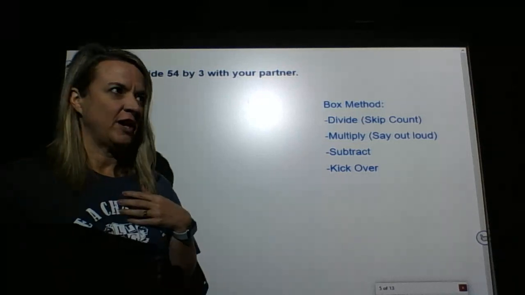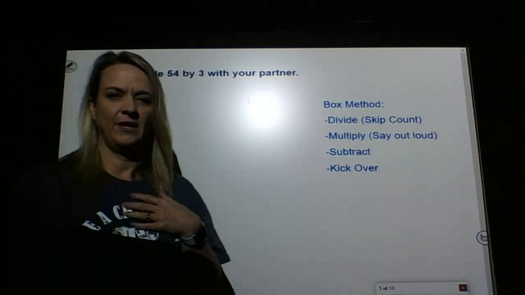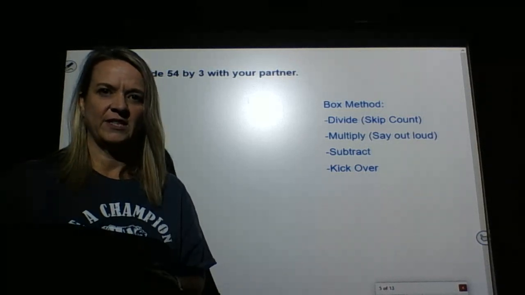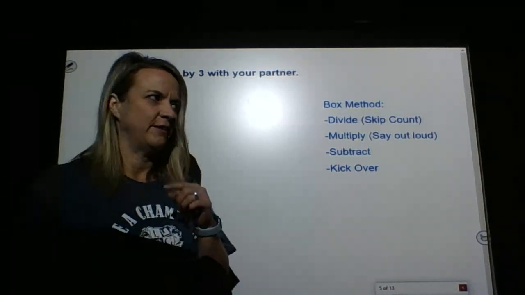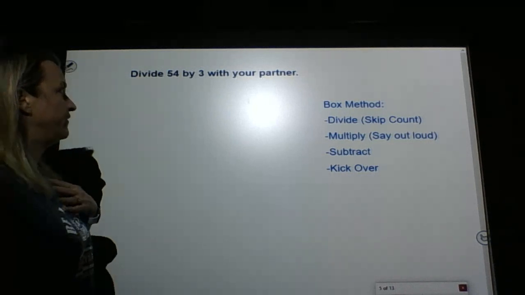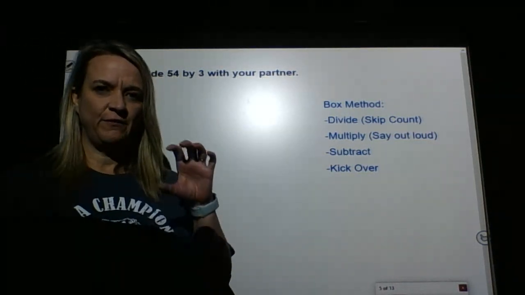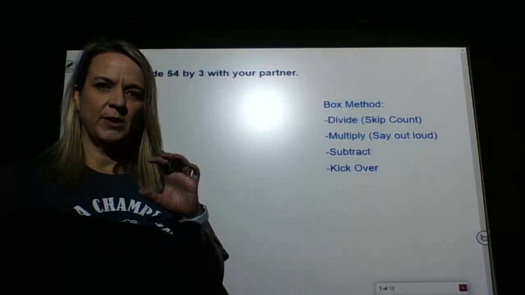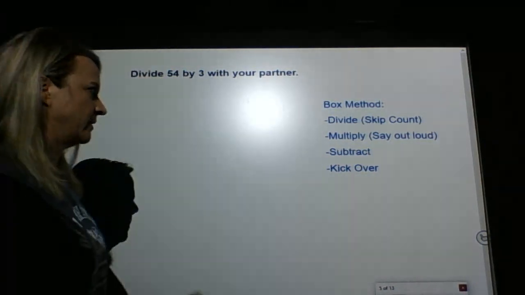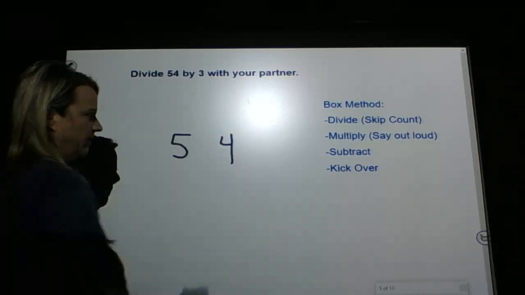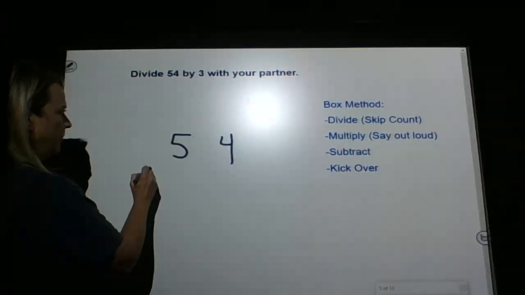Miss Reed and I like to show different ways that you can divide, different strategies. The strategy I'm going to show you is called the box method. It's also long division. Your parents were taught long division. It's the same thing. There's just one small thing that's different. So this problem says divide 54 by 3. When you see that 54, the first number it mentions is always the number that goes inside the box. So you're going to write 54, and then you're going to put a box around it.